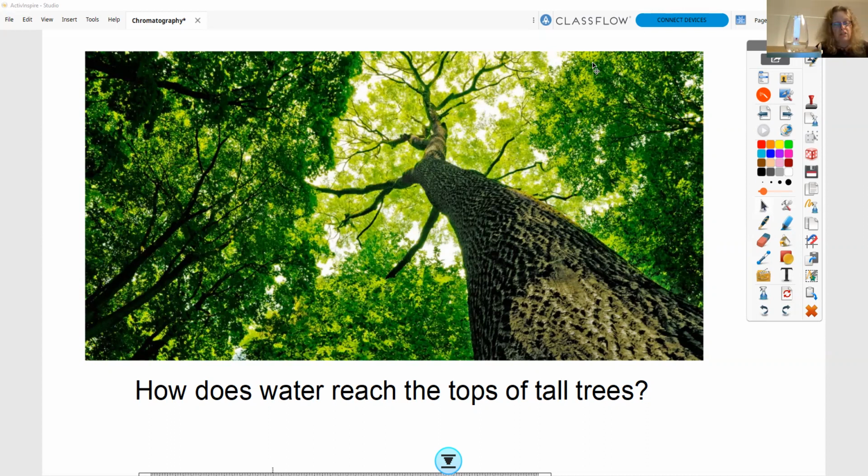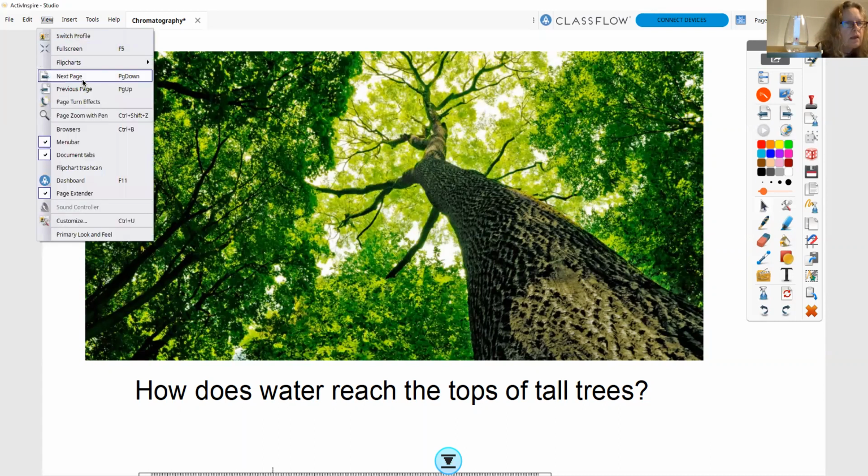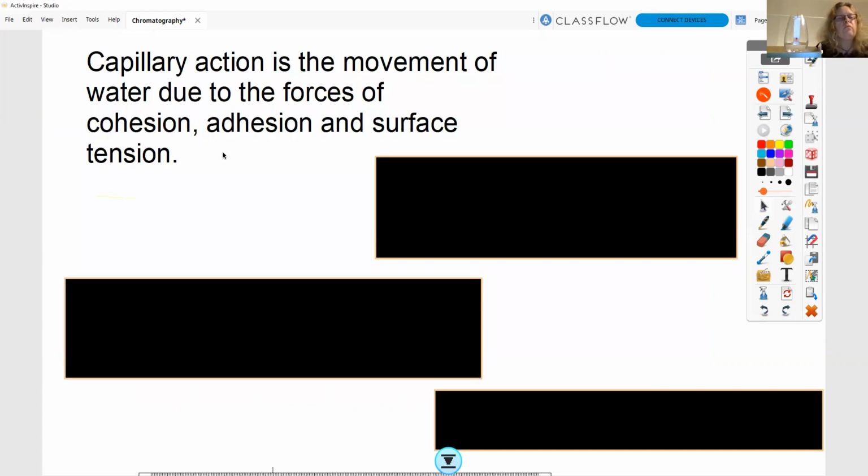So capillary action, first of all, there it is: the movement of water due to the forces of cohesion, adhesion, and surface tension. So we'll just whack some highlighter on those words: cohesion, adhesion, and surface tension.